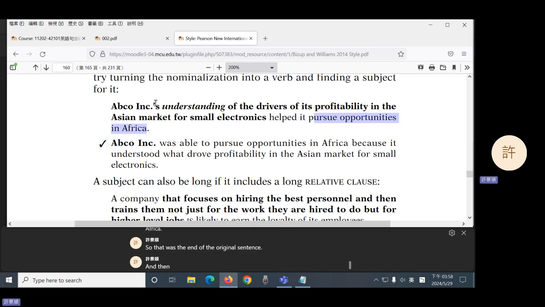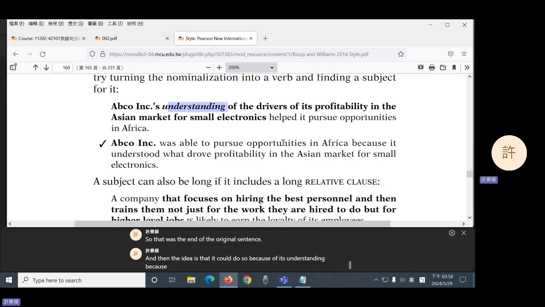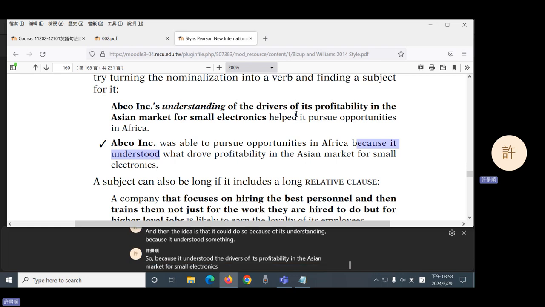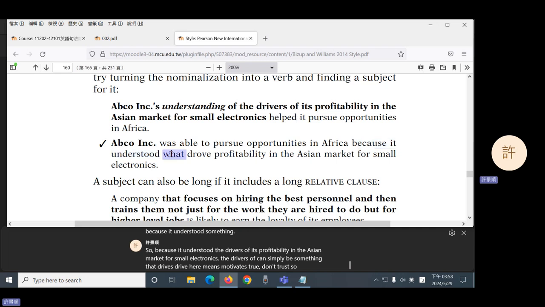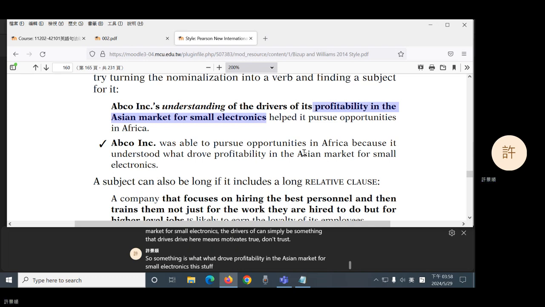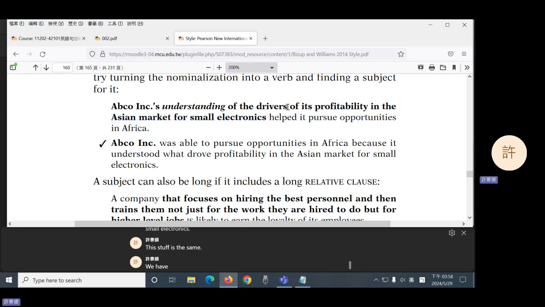And then the idea is that it could do so because of its understanding, because it understood something. So because it understood the drivers of its profitability in the Asian market for small electronics, the drivers of can simply be something that drives. Drive here means motivate. 驱动. So something is what? What drove profitability in the Asian market for small electronics? This stuff is the same. We have taken abstract nouns and turned them into concrete verbs.